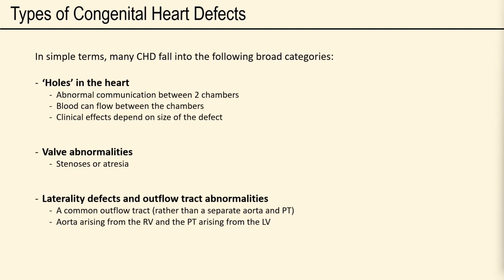And lastly, we have laterality defects and the outflow tract abnormalities. These include a common outflow tract, such as those with common truncus arteriosus, where there has been failure to septate between the aorta and the pulmonary trunk, or the transposition of the great vessels, where we have the aorta arising from the right ventricle and the pulmonary trunk arising from the left ventricle, leading to pulmonary hypertension amongst other clinical complications.